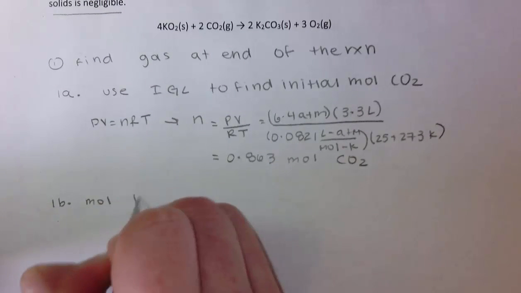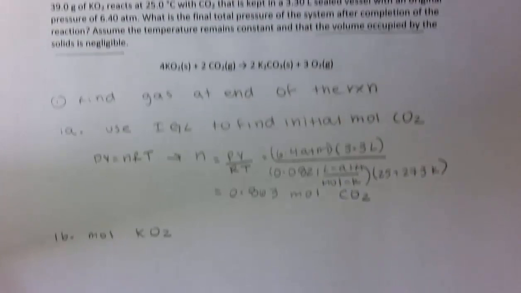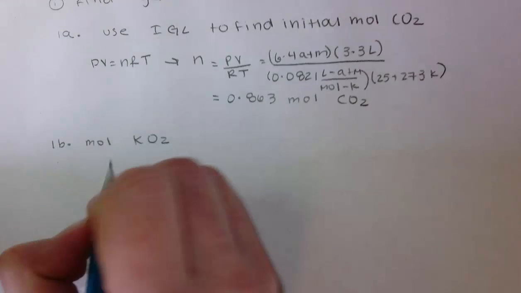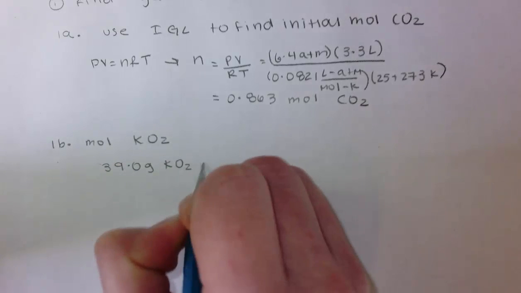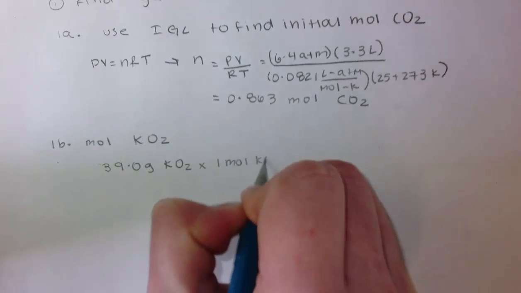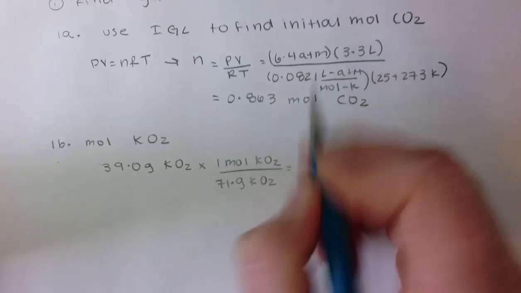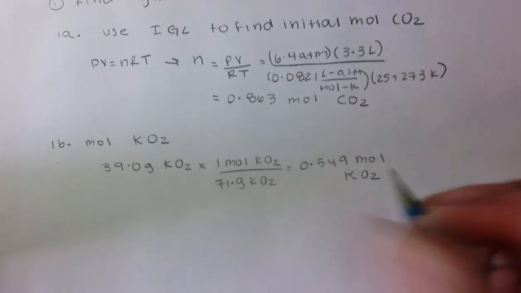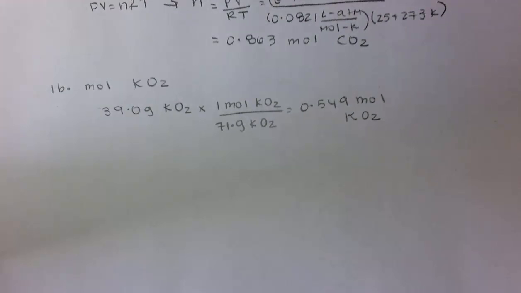So now we can find the moles of KO2 at the beginning of the reaction. And we were given that we have 39 grams of it. So using that information and the molar mass, we can figure out how many moles we start with. So we're going to take our 39 grams and use the molar mass to get 0.549 moles of KO2.